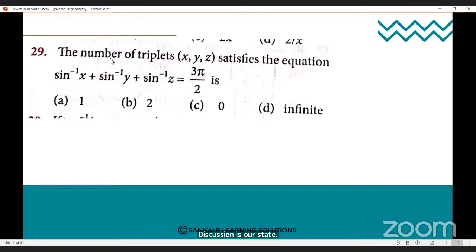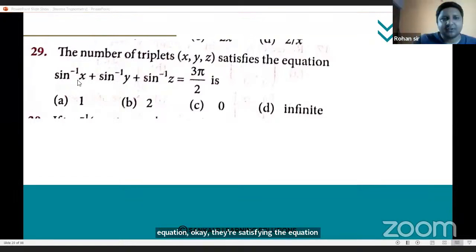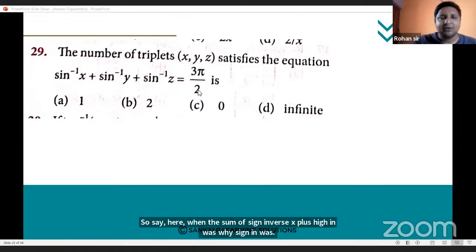The number of triplets (x, y, z) satisfying the equation sin⁻¹x + sin⁻¹y + sin⁻¹z = 3π/2 is? Here, when the sum of sin⁻¹x, sin⁻¹y and sin⁻¹z is equal to 3π/2, we can see what x, y and z must be.